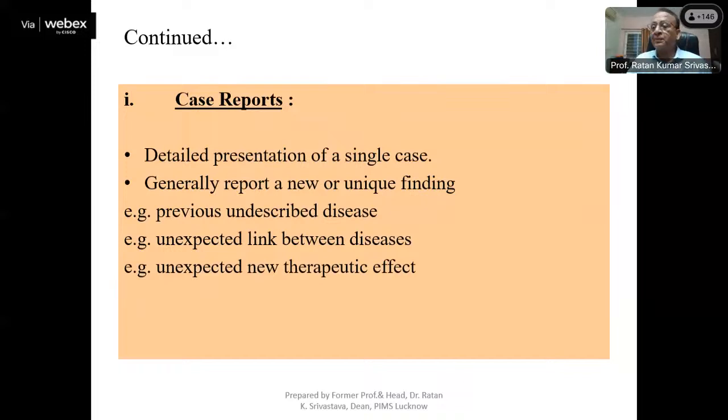Unexpected new therapeutic effect. You are using medicine for one disease, and all of a sudden you find that another disease is also cured. If a person is having two diseases and you are giving medicine for one disease and the other disease is cured, then you are shocked and surprised. Let me give you one more example.